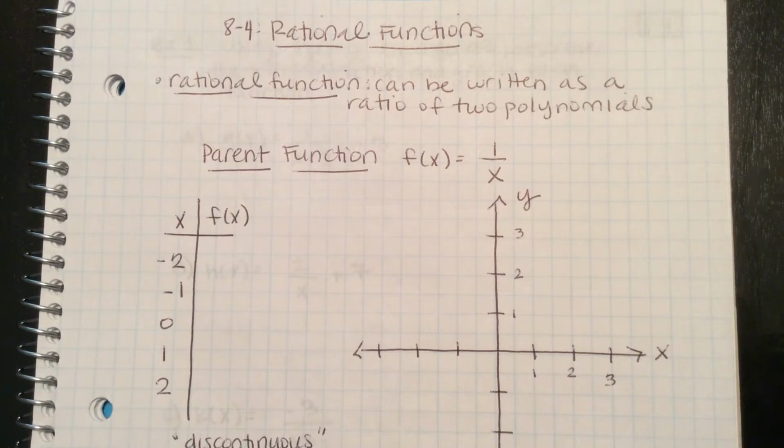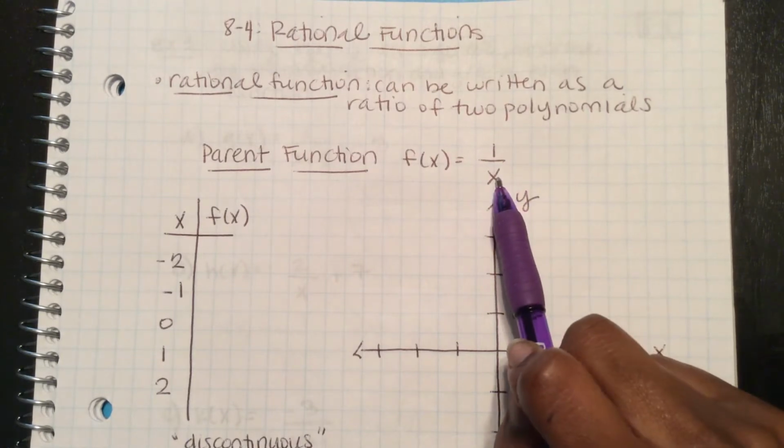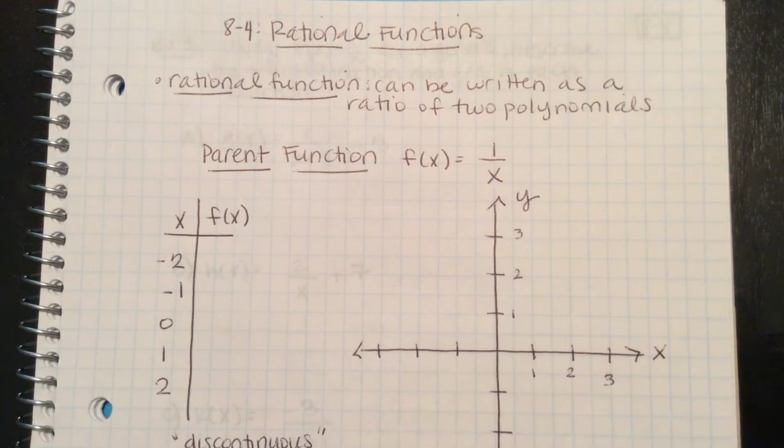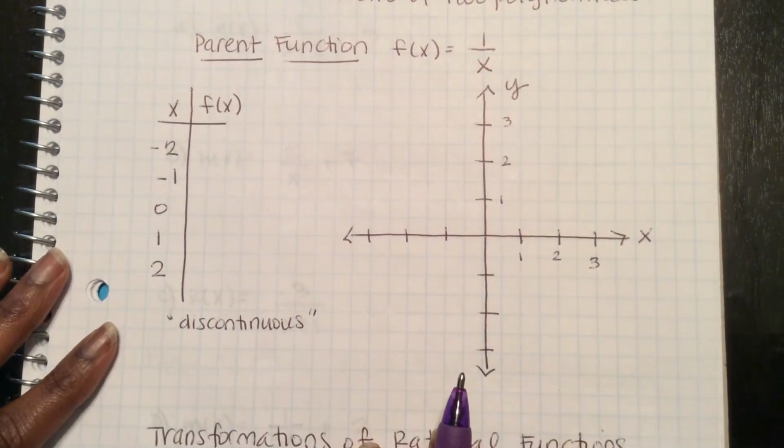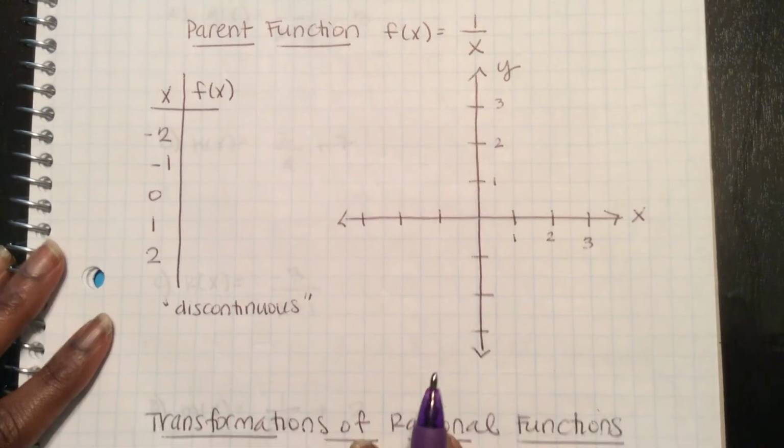So a rational function can be written as a ratio of two polynomials. The most basic parent function of a rational function is f of x equals 1 over x. Some people also call this the reciprocal function. So let's plug in some x values to get an idea of what this parent function looks like.